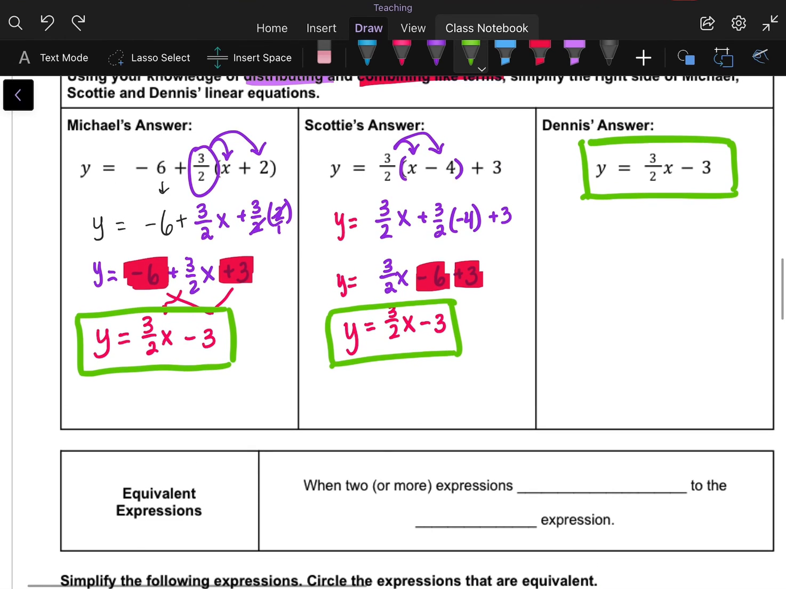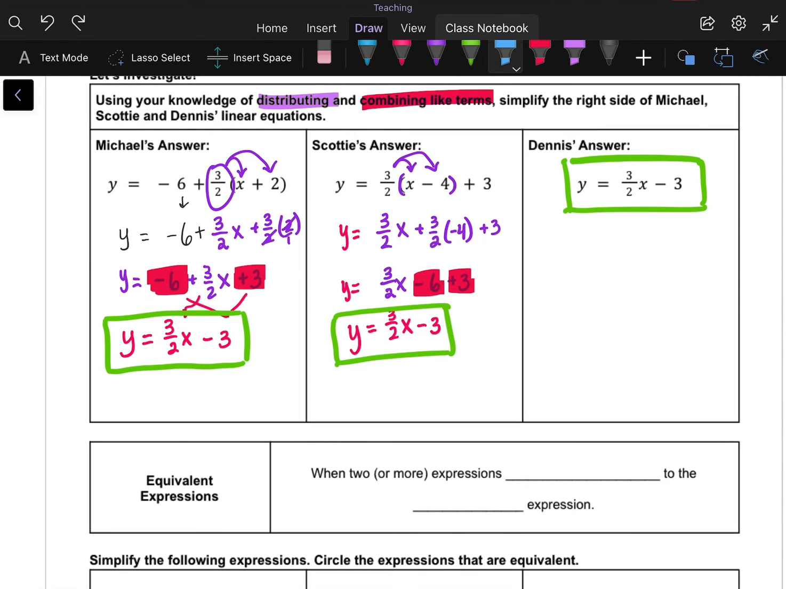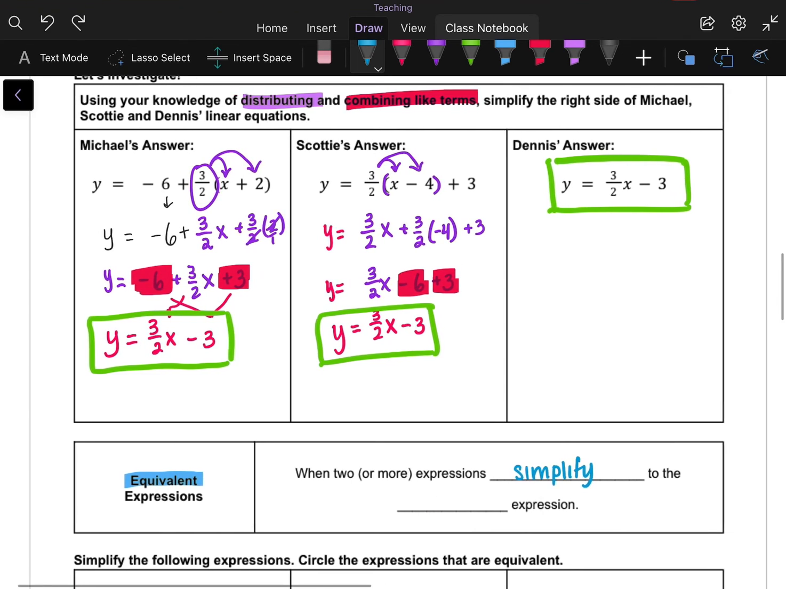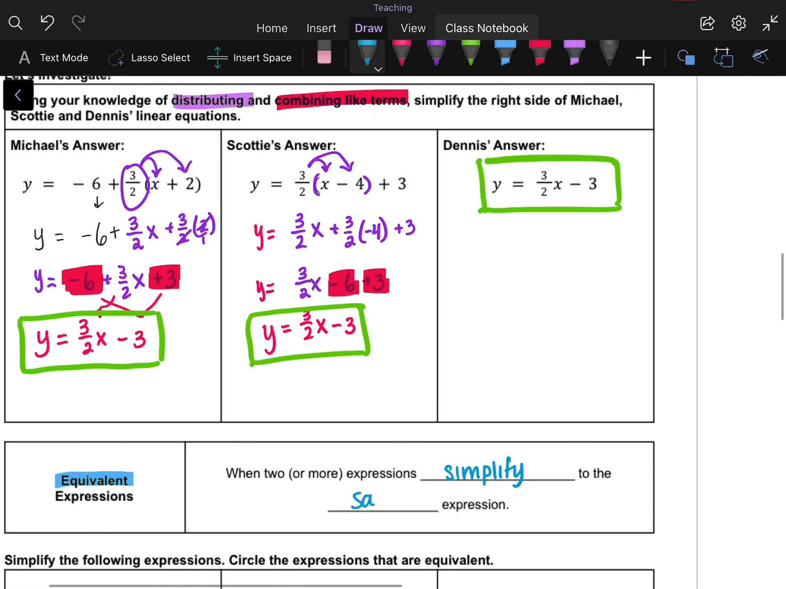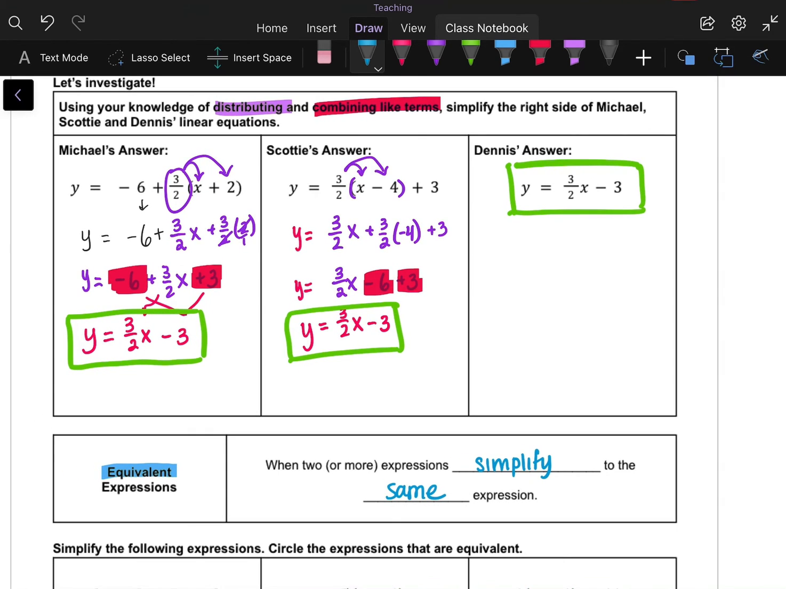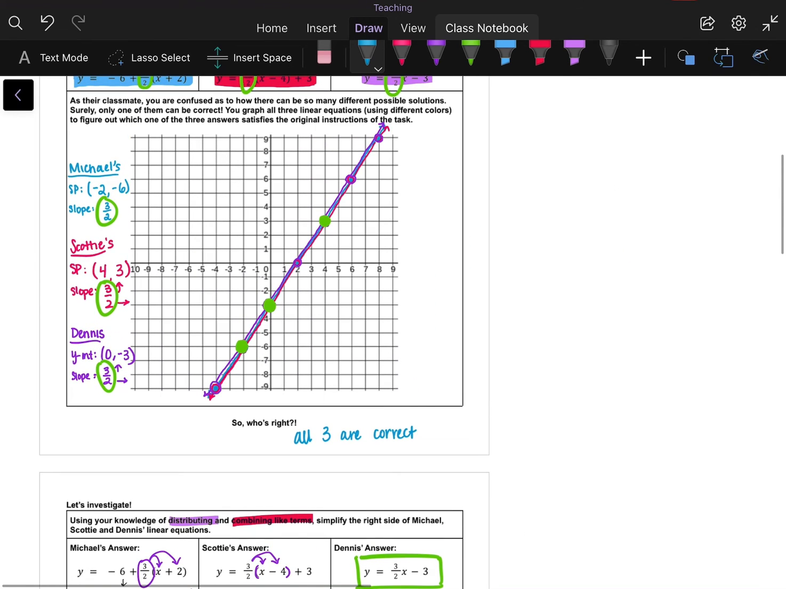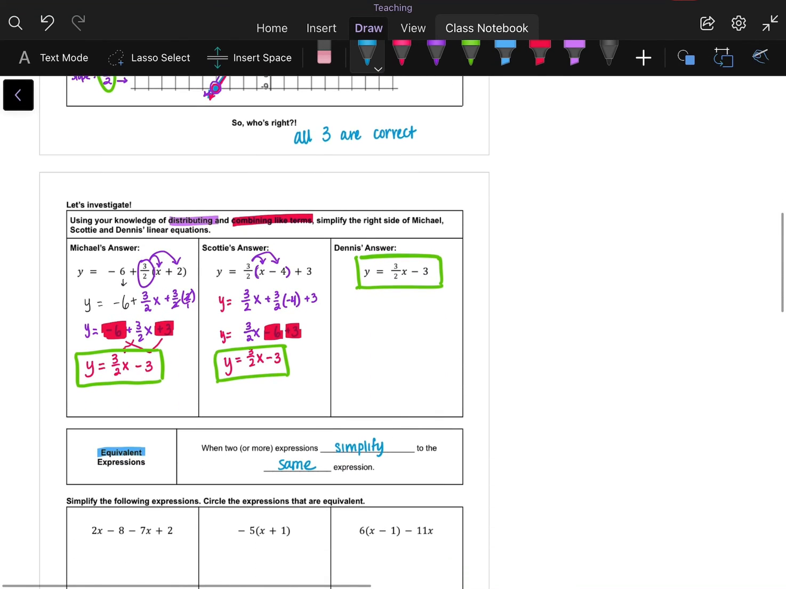So those are equivalent. Let's look down here in our little box. Equivalent expressions are when we have 2 or more expressions that simplify to be the same expressions. When we simplify and get the same thing, those are equivalent to each other. So that's why Michael's, Scotty's, and Dennis's graphs are all the same, right? When we plotted those points, all of those lines are the same because those equations are equivalent to each other.